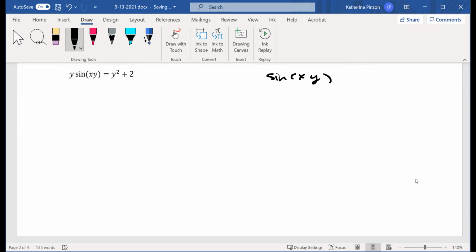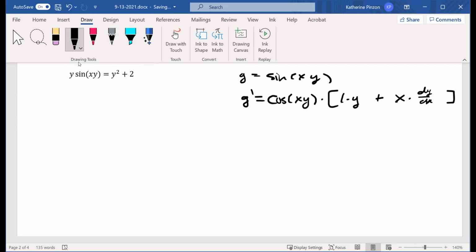Okay, so if this is my function, sine xy, what's its derivative going to look like? Derivative of sine is cosine, leave the inside alone, times the derivative of the inside. So on the inside, I have x times y. The product rule says derivative of x, 1 times y, plus x times the derivative of y. Yeah, 1 dy dx. So when I'm taking the derivative of this left-hand side and I have y and sine of xy, when I need the derivative of sine xy, I'm going to put that whole thing in.